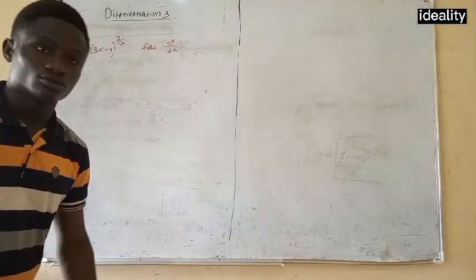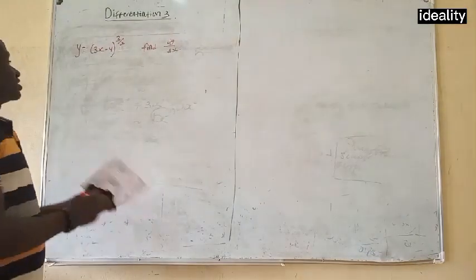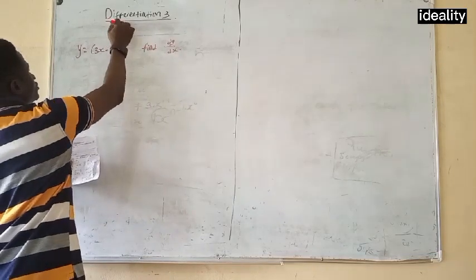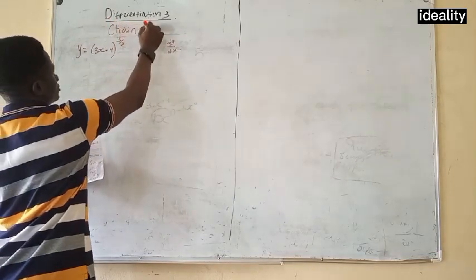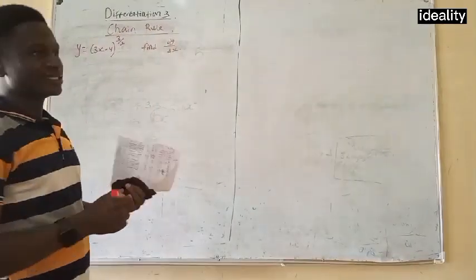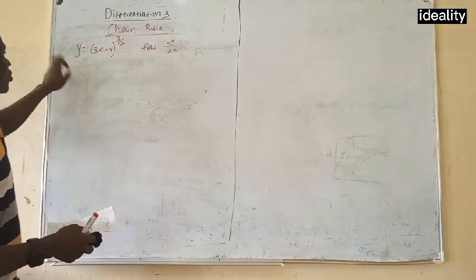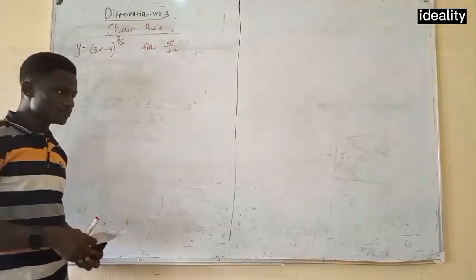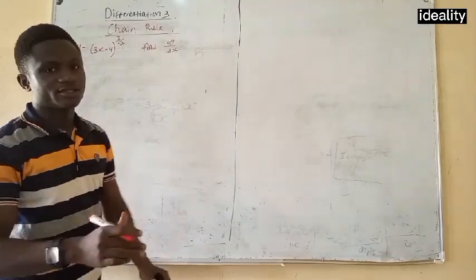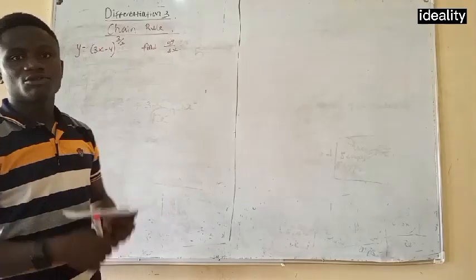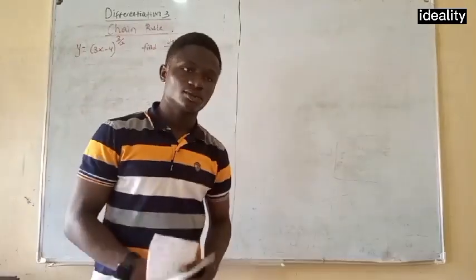Now, welcome back to the class. Here we have the chain rule. Now imagine a question like this. You are given y equals (3x minus 4) raised to the power 3 over 2. Literally you cannot expand this bracket because it has a fraction. How do you want to expand a bracket that has a fraction?